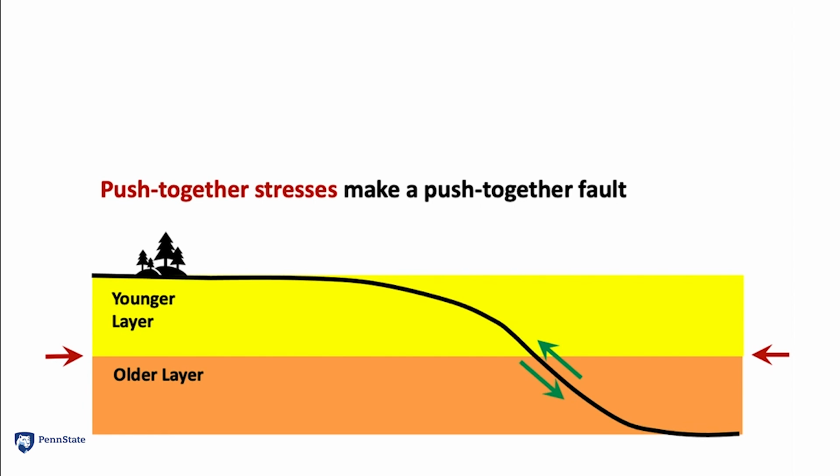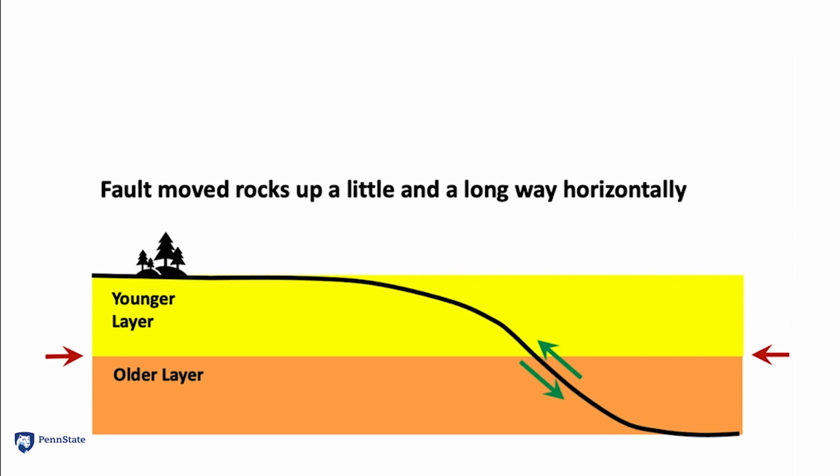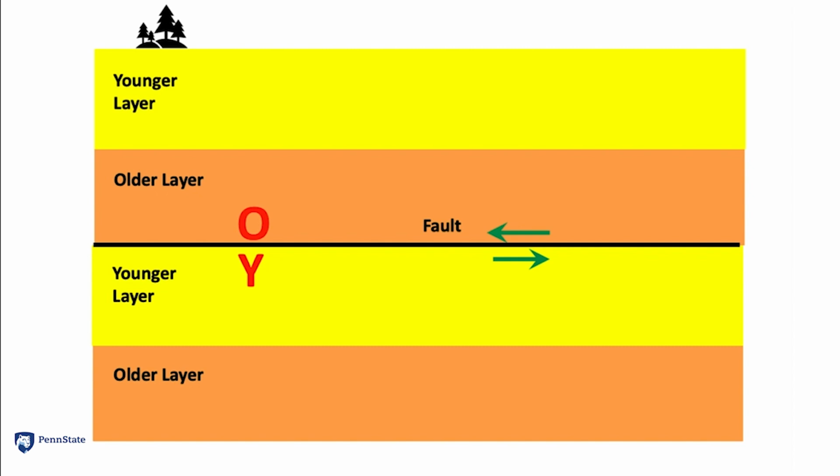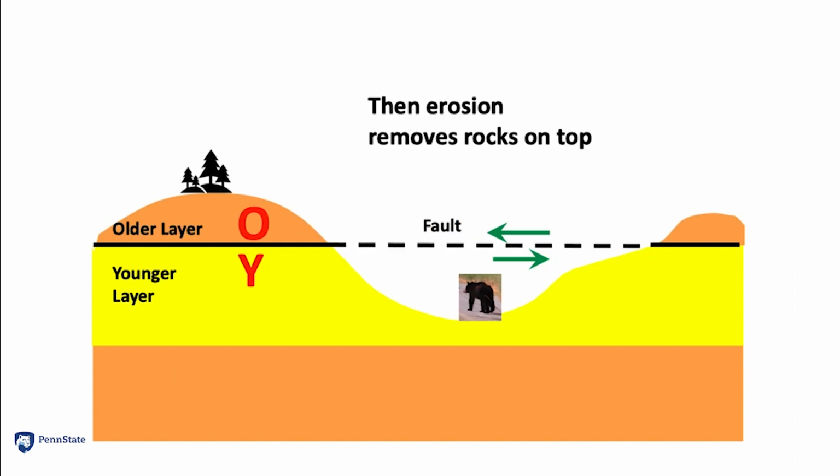Okay? Now, faults sometimes move the rocks up a lot vertically and a little horizontally. The one at Glacier was pretty steep. The fault where the bear is moved them mostly horizontally, but with a little bit of vertical. And so it moved them a long way horizontally. So I want you to focus on the Y in the younger layer and the O in the older layer. And when the fault breaks, the O is going to go over by the Y, and you're going to pile it up like this.